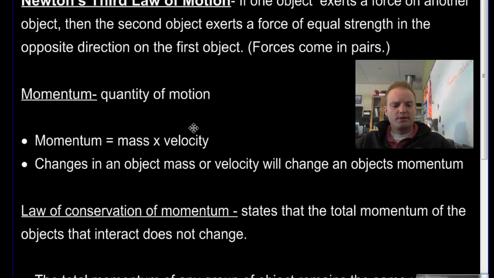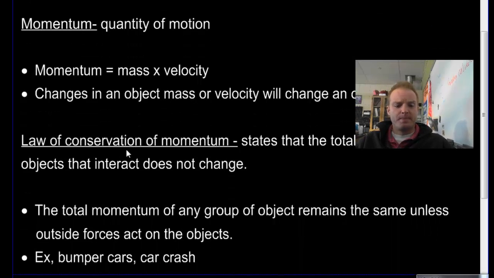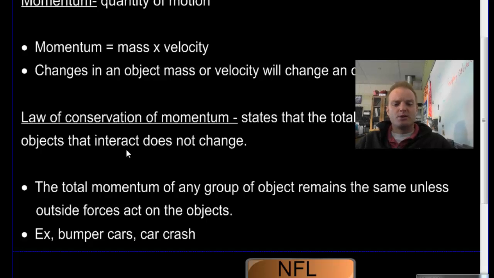So the idea of the law of conservation of momentum is that the total momentum of any group of objects remains the same unless outside forces act on the object. Something's got to change that momentum. It's got to be transferred somewhere. Think about a car accident. That momentum is transferred from one car to another. A lot of times brakes are involved and there's friction, so it slows down and stops. But that's transferring momentum.